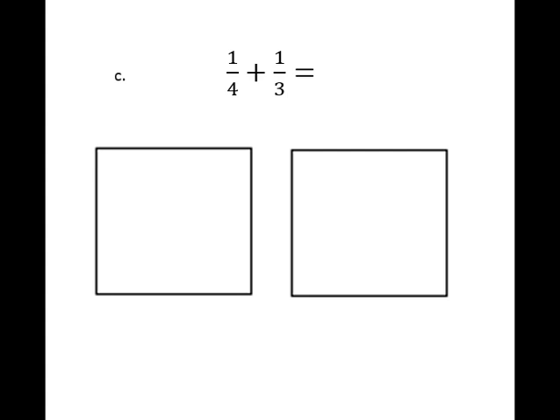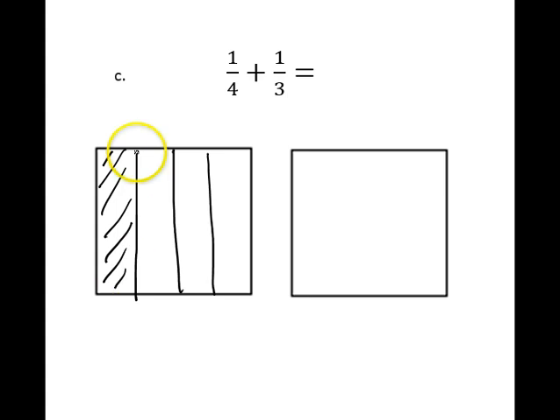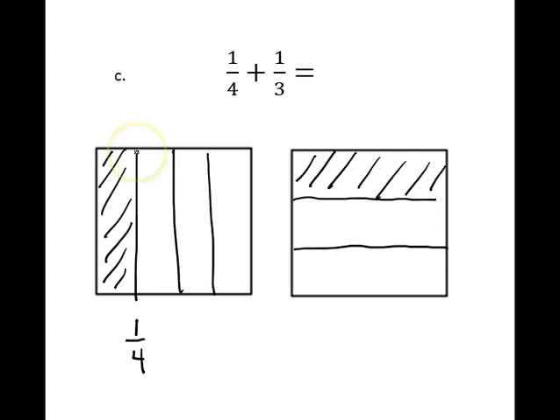Let's look at another example. This time I'm adding 1/4 plus 1/3. And again, I can't add 1/4 and 1/3 without common denominators. I'll begin by showing 1/4 on my first rectangle, and I'll draw those lines vertically to show my fourths, and I'll shade in 1/4. So this represents 1/4. I'll show 1/3 on the second rectangle, drawing horizontal lines, and I'll shade in 1/3. So this rectangle equals 1/3.